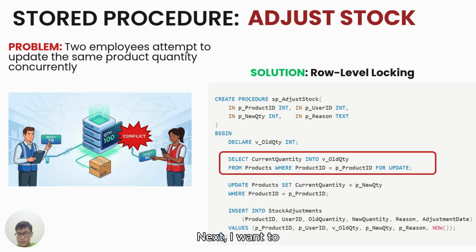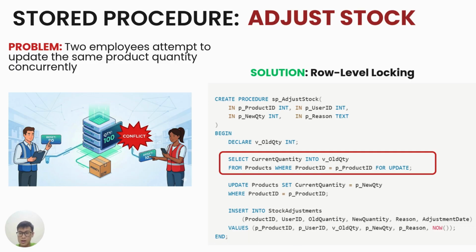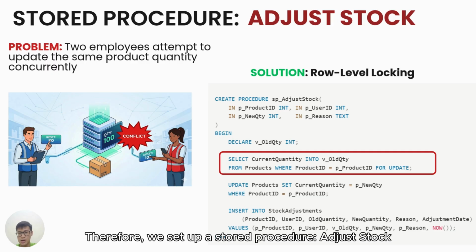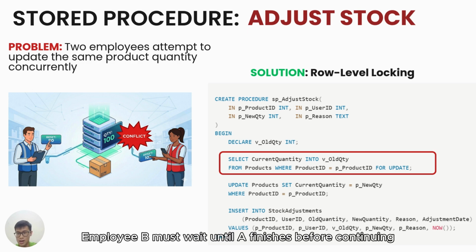And next, I want to present a problem that the warehouse system might encounter. The actual quantity doesn't match the quantity in the system. Therefore, we set up a stored procedure to adjust the stock. However, another problem can occur when two employees update the inventory quantity simultaneously, leading to a conflict. Therefore, we use row-level locking to ensure that when employee A is working on product X, the entire data line for X is locked. Employee B must wait until A finishes before continuing.